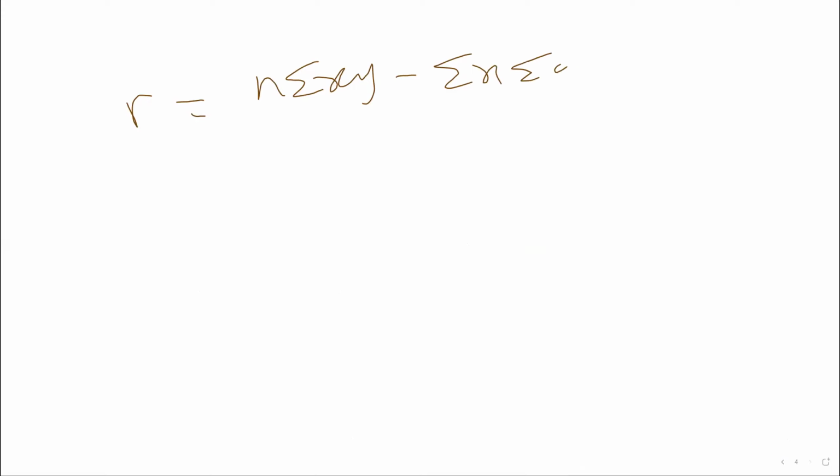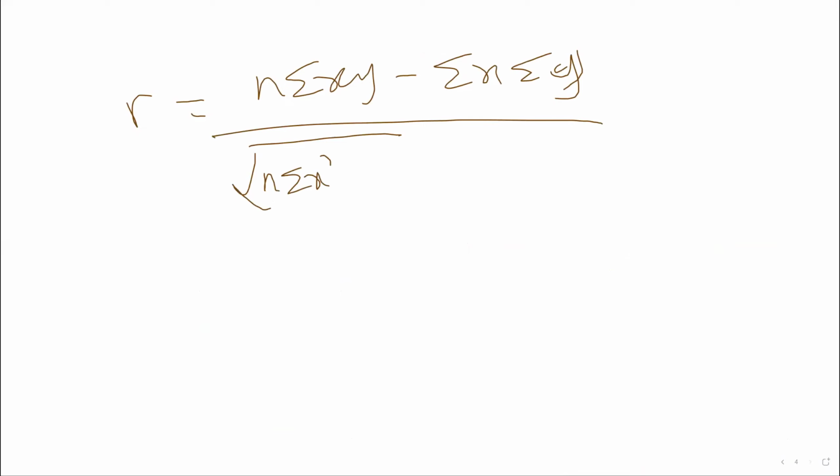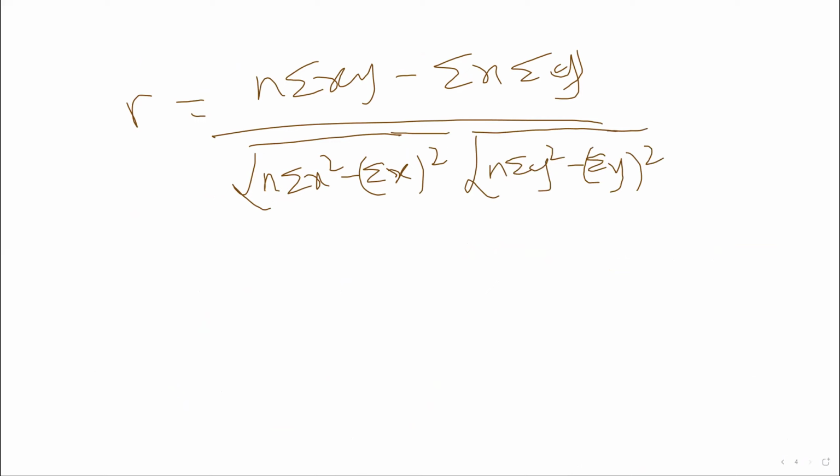R is N sigma xy minus sigma x sigma y, then we divide by the square root of N sigma x squared minus sigma x all squared, and N sigma y squared minus sigma y all squared. Isn't it? Like this. So your R squared is nothing more than the top squared, and then the rest you divide by that.